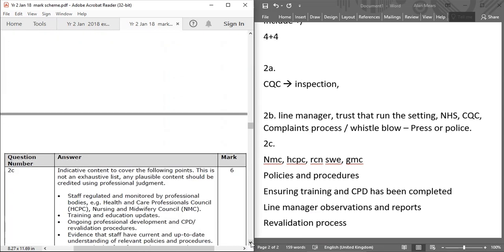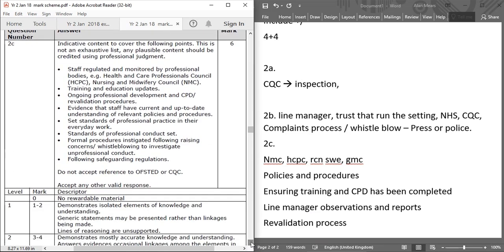So again, let's see what the exam board suggests. There we go. Staff regulated and monitored by bodies, training and education, ongoing CPD and revalidation, evidence that they're up to date, which kind of fits with the policy, procedures, training, standards of conduct are set. So there'll be codes of conduct they have to follow, formal procedures for concerns, complaints and safeguarding. Again, there we go. Don't accept Ofsted or CQC because they manage and regulate the setting, the place. These bodies regulate the people.